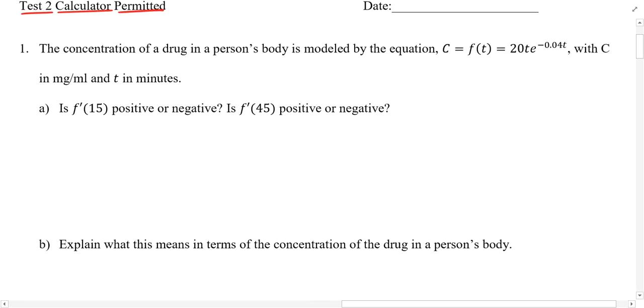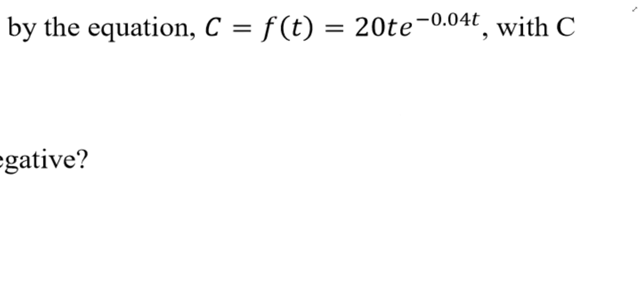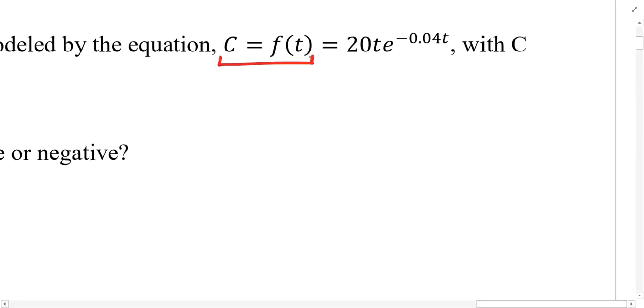Number 1, the concentration of a drug in a person's body is modeled by this equation, with C that concentration measured in milligrams per milliliter, and T is measured in minutes. And so in our derivative packet you probably saw this notation, C equals f of t, which equals the remaining function. What we're really trying to emphasize here is that in this particular case the concentration of the drug in a person's body is the result of a function that's based on time.